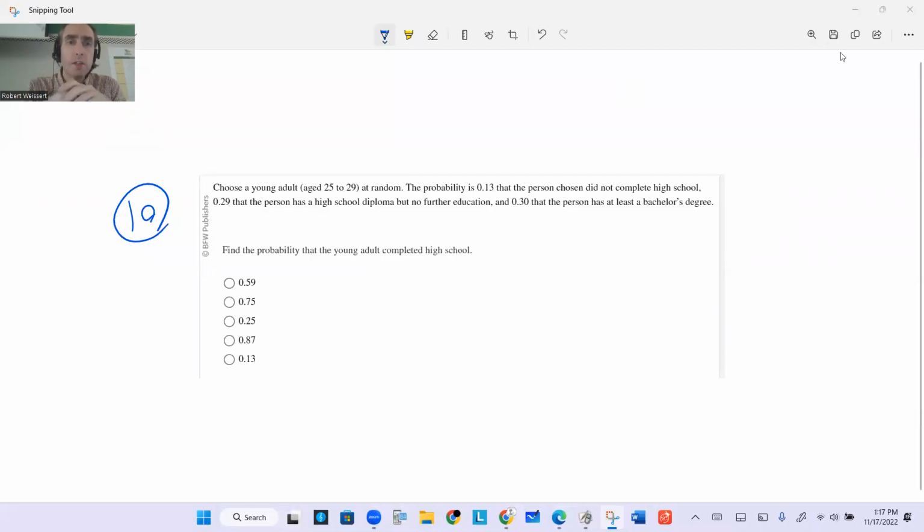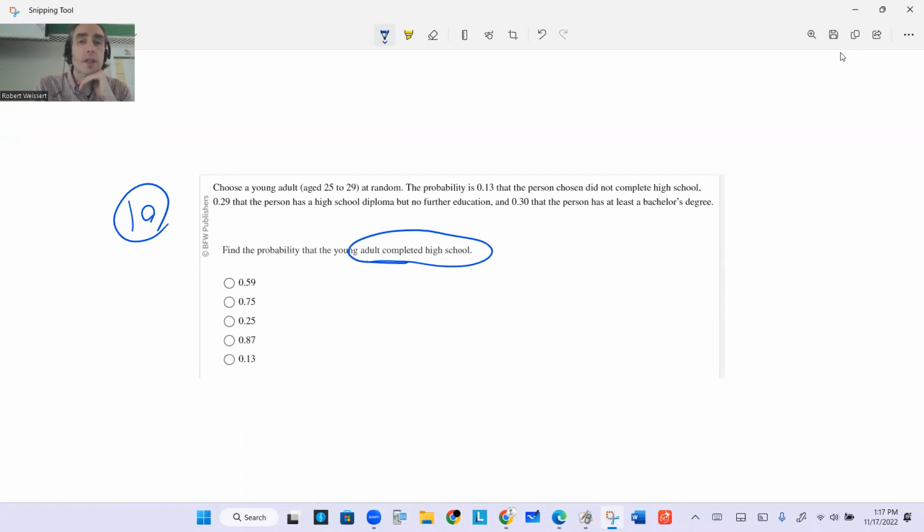All right, question number 10. Choose a young adult, 25 to 29. Probability is 0.13 that the person chosen did not complete high school, 29% that the person has a high school diploma but no further education, and 30% that the person has at least a bachelor's degree. And so in this scenario, we want to know the probability that the young adult completed high school.